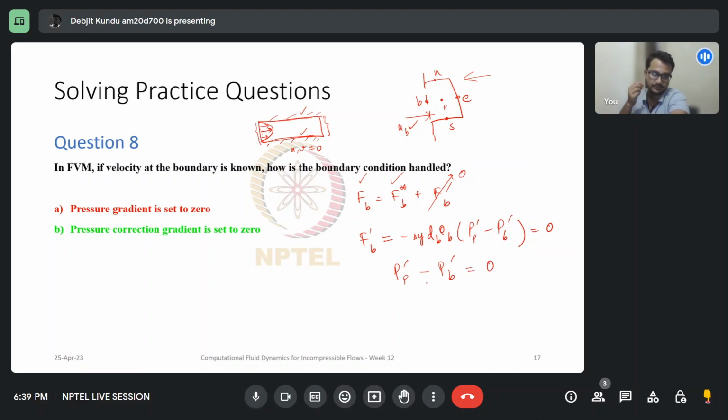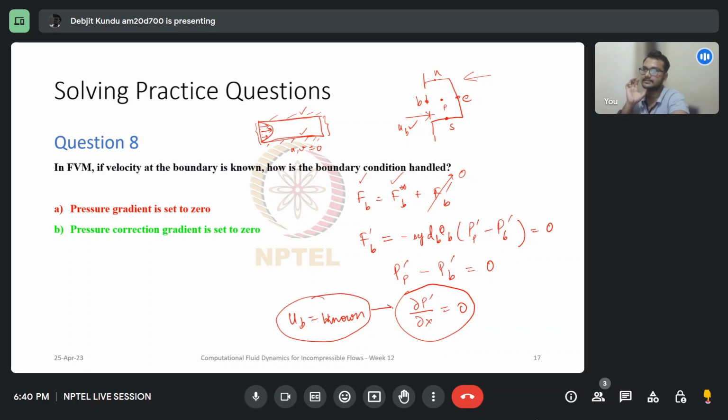A similar thing would be valid at all boundaries. So I can write this as the gradient of p prime equal to 0. So if velocity is known, if u and v are known, then that is handled by setting the gradient of pressure correction to 0. So that's why option B would be the correct answer. Okay. I hope that makes things clear.